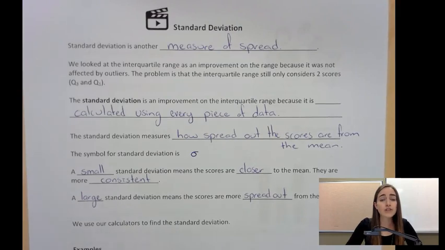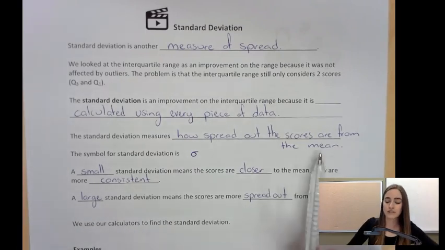So what we're going to have a look at now is the standard deviation, and it's an improvement again because it actually looks at each and every piece of data. So it takes every single score into account, and it measures how spread out each of those scores are from the mean. So we're looking at how spread out the data is from the mean.